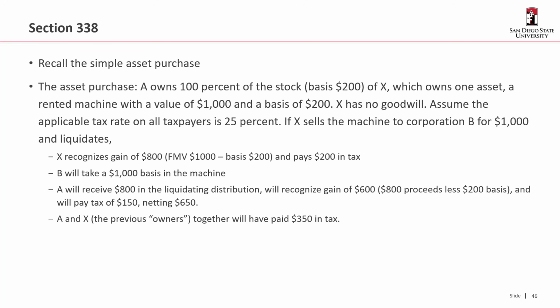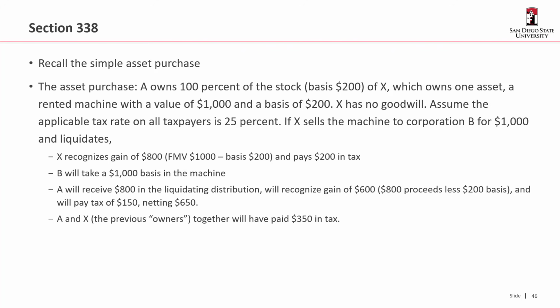So let's recall the simple asset purchase. A owns 100% of the stock, basis of 200, of X, which owns one asset, a rented machine with a value of $1,000 and basis of 200. X has no goodwill. Assume the applicable tax rate on all taxpayers is 25%. Obviously that wouldn't be true, but it's a nice simplifying assumption for walking through so that we can isolate really what we're looking for. If X sells the machine to Corporation B for $1,000 and liquidates, X is going to recognize a gain of 800. That's the fair market value of 1,000 minus the basis of 200. It's going to pay 25% or $200 in tax.